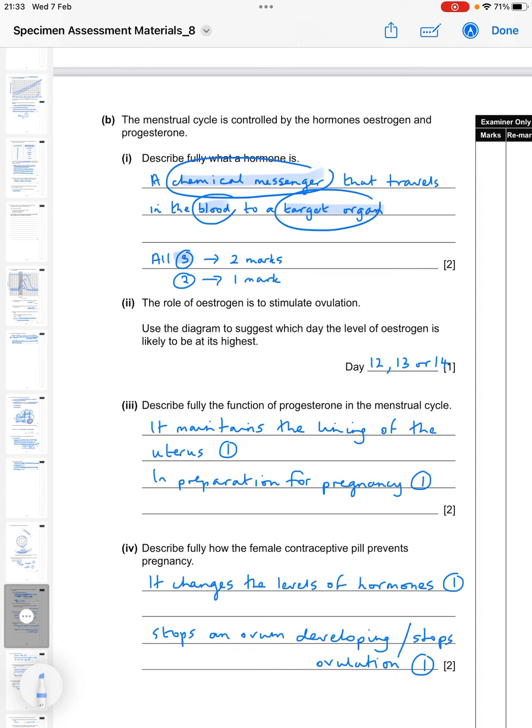Now, if you said all 3 of those words, or the phrases which are circled, you got 2 marks. Only 2 of them, you got 1 mark. So if you just said it's a chemical messenger that travels in the blood, that was just 1 mark. If you said to a target organ, that is both marks.